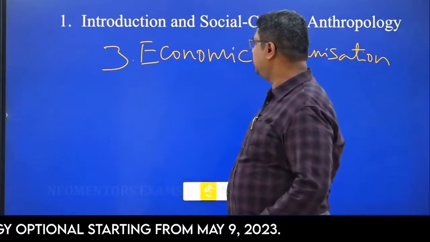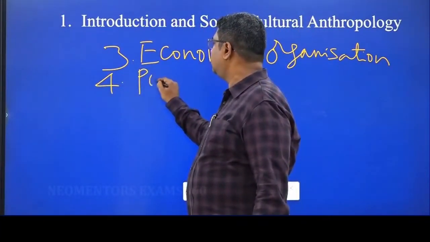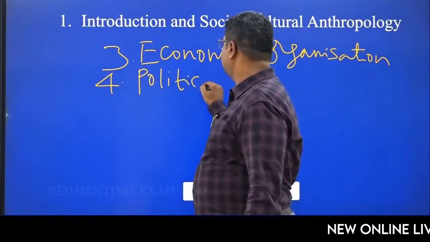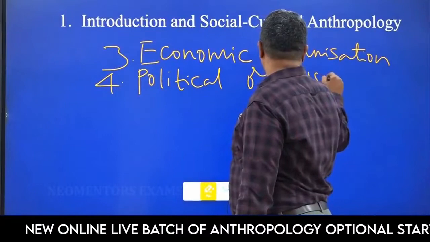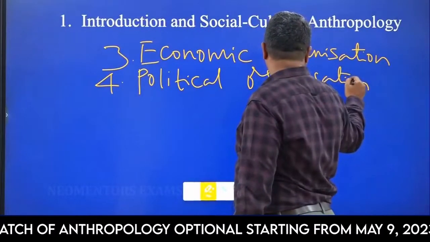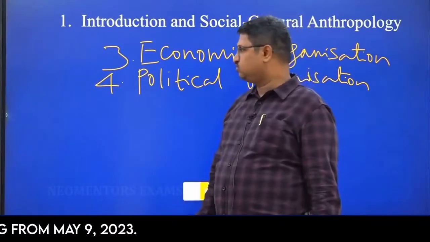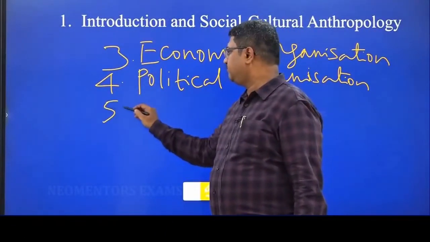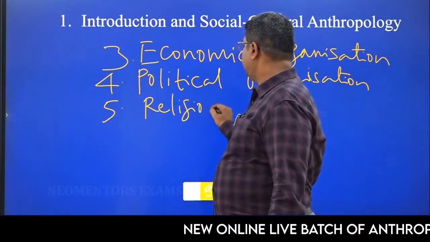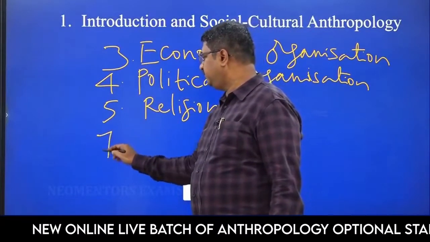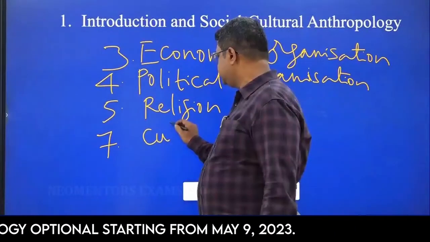Okay, so chapter 3 deals with economic organization, chapter 4 deals with political organization and social control. There is another term associated with this: political organization and social control. Chapter 5 is religion, and we will enter into chapter 7, where it deals with culture, language and communication.